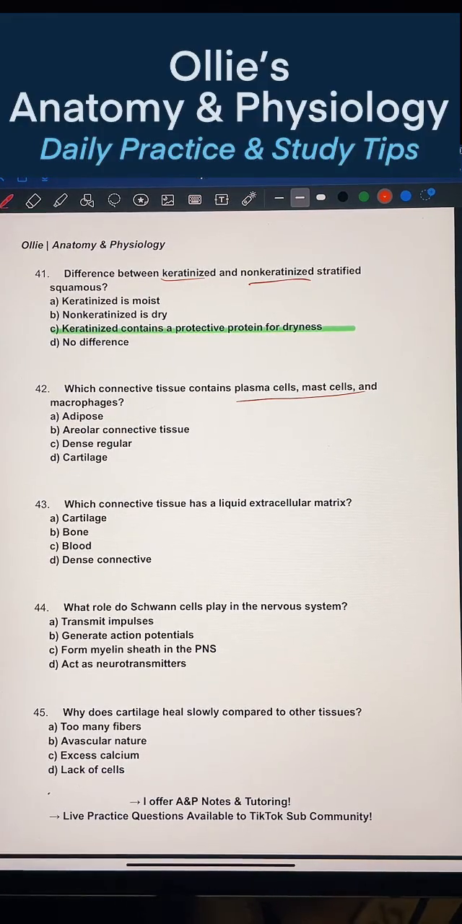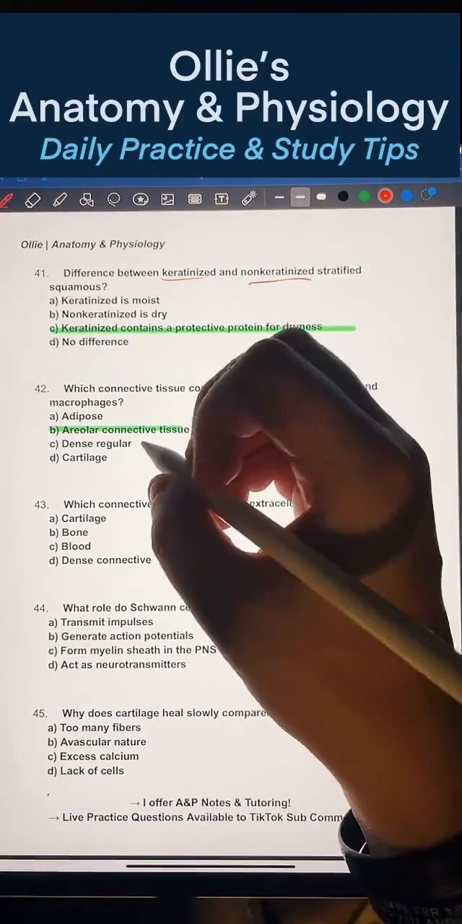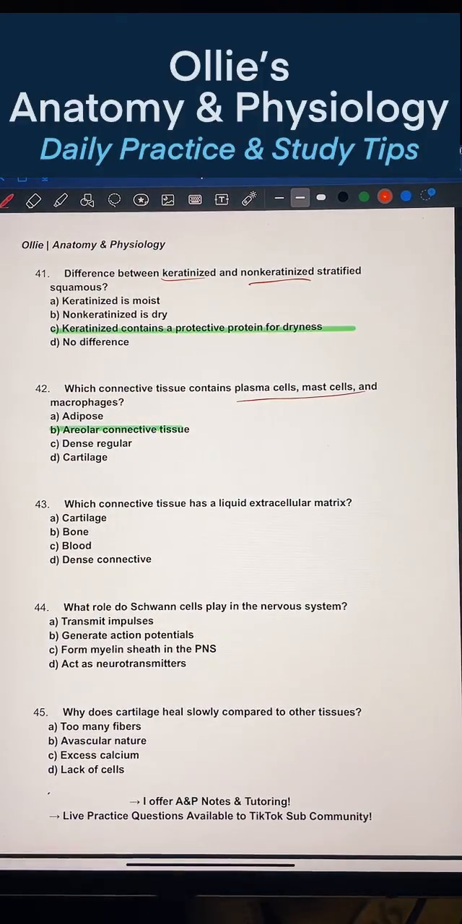You would likely see it in the ground substance, the gel-like material. What tissue has the majority of that? It's loose connective tissue, therefore it would be areolar connective tissue. Dense tissue is essentially going to have a lot of fibers, so there's not going to be as much room for that.